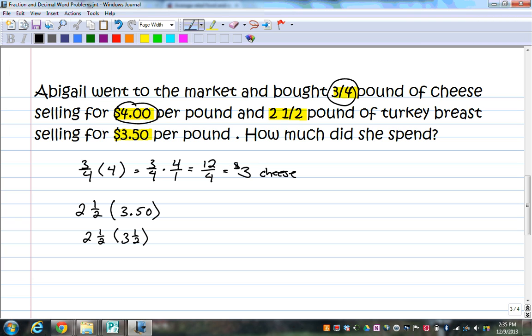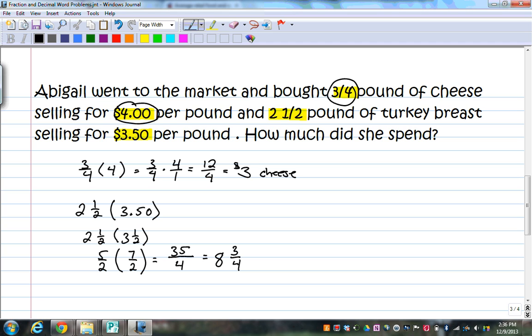Now what I'm going to do is make these both improper. So 2 times 2 is 4, plus 1 is 5 over 2, times 2 times 3 is 6, plus 1 is 7 over 2. Multiply numerator by numerator, which is 35, over denominator times denominator, which is 4. This can be reduced. 4 goes into 35 8 times. There is 3 left over, and denominator stays the same.